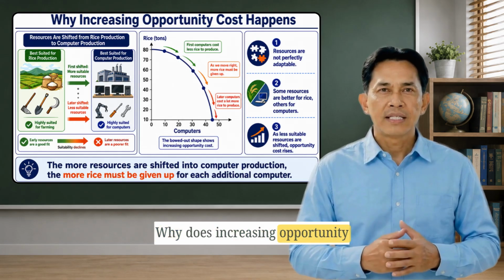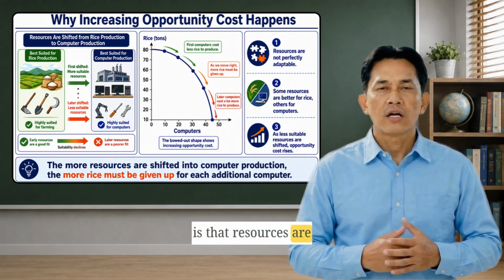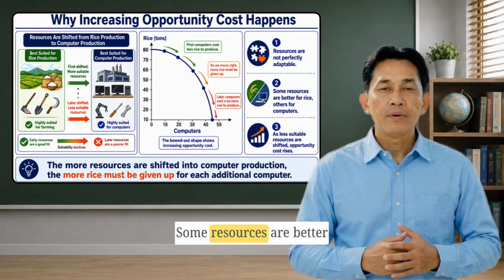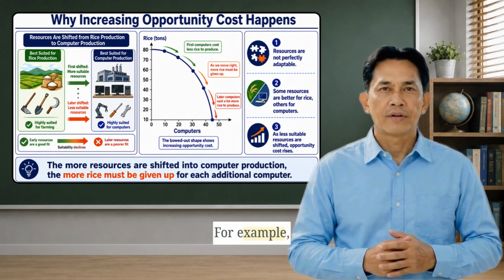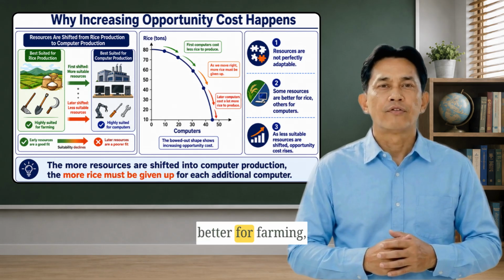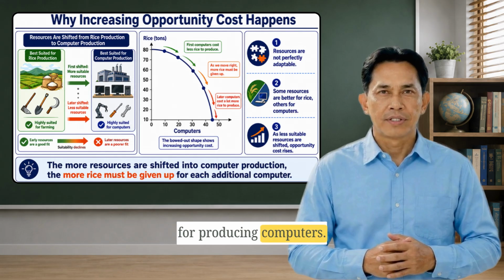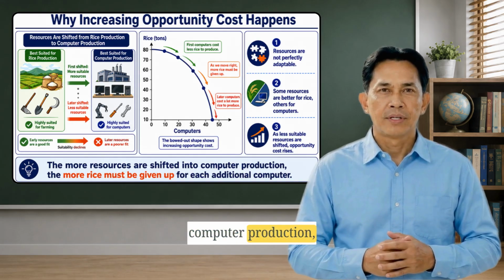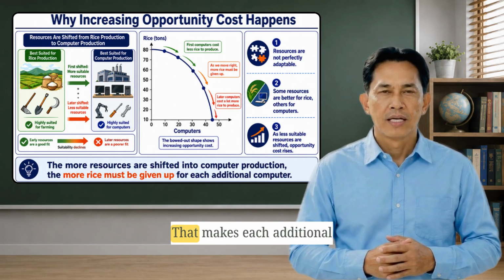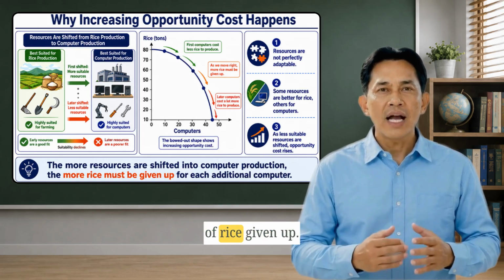Why does increasing opportunity cost happen? The main reason is that resources are not perfectly adaptable. Some resources are better suited to one type of production than another. For example, some land is better for farming, while some workers or machines may be better for producing computers. As we move more resources from rice production to computer production, we eventually use resources that are less suitable for computers. That makes each additional computer more costly in terms of rice given up.